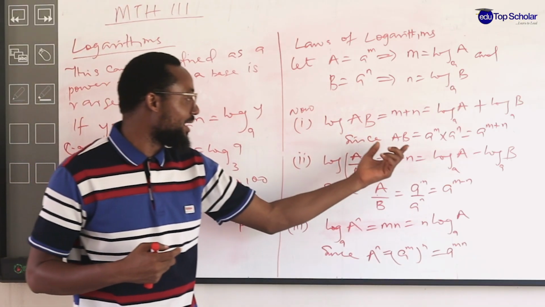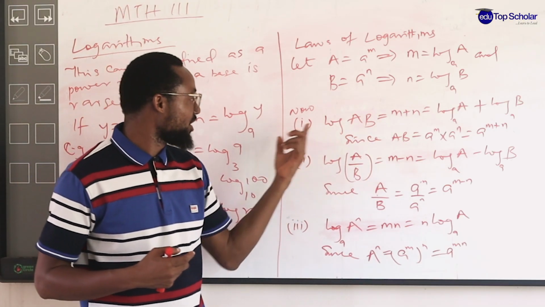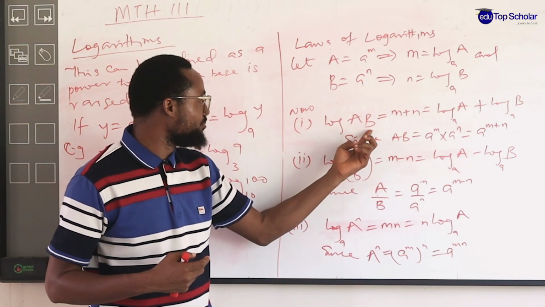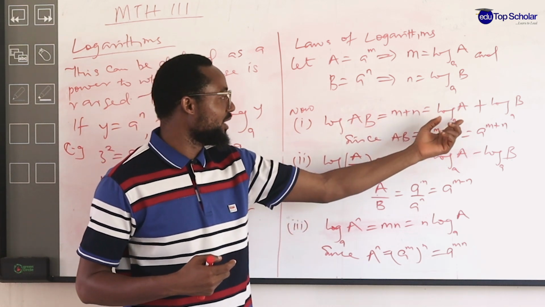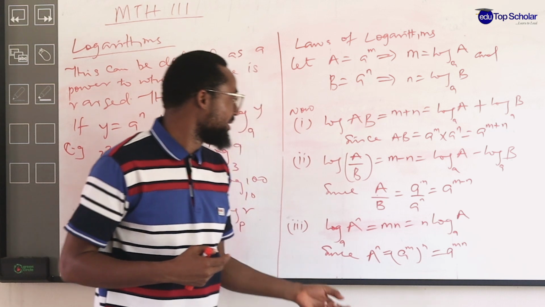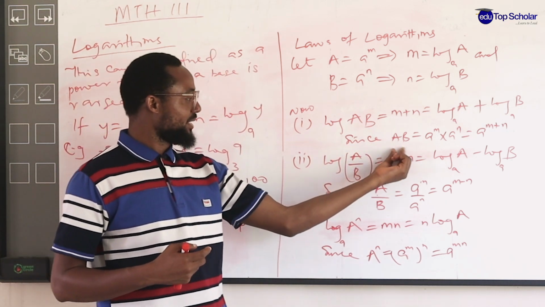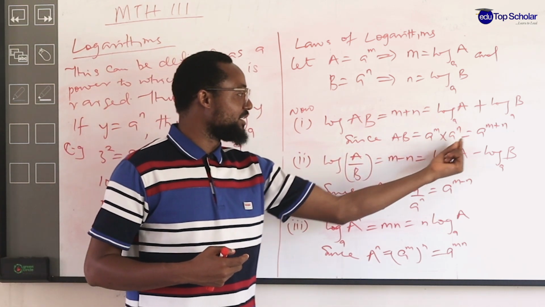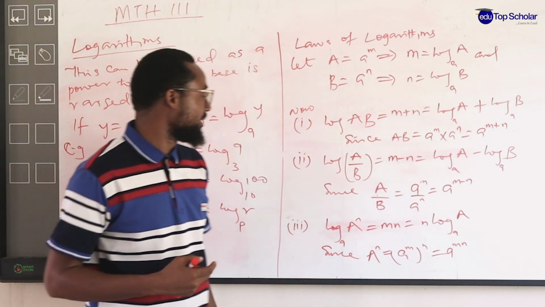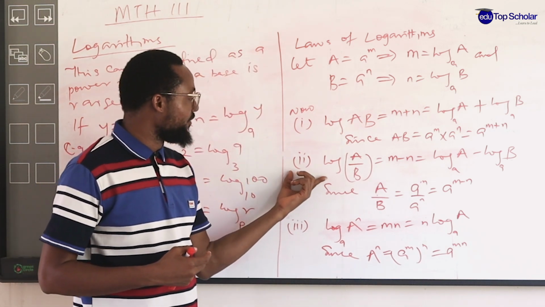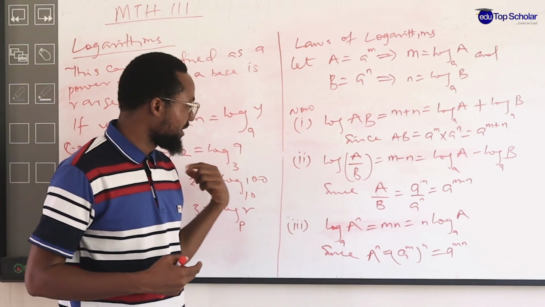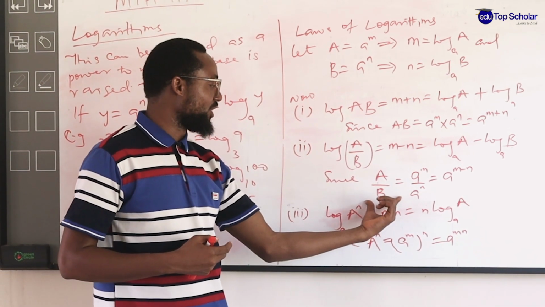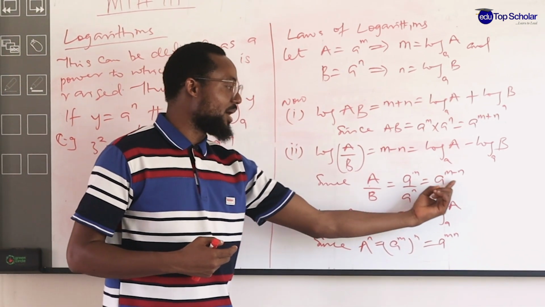We want to relate that directly to logarithm here. So if we have log of A multiplying B, that will give us n plus m, which is log A plus log B, since AB will give us a raised to power n plus m. Same way, if we have division, that will be minus, like in the case of indices, since we have A over B giving us a raised to power n minus m.